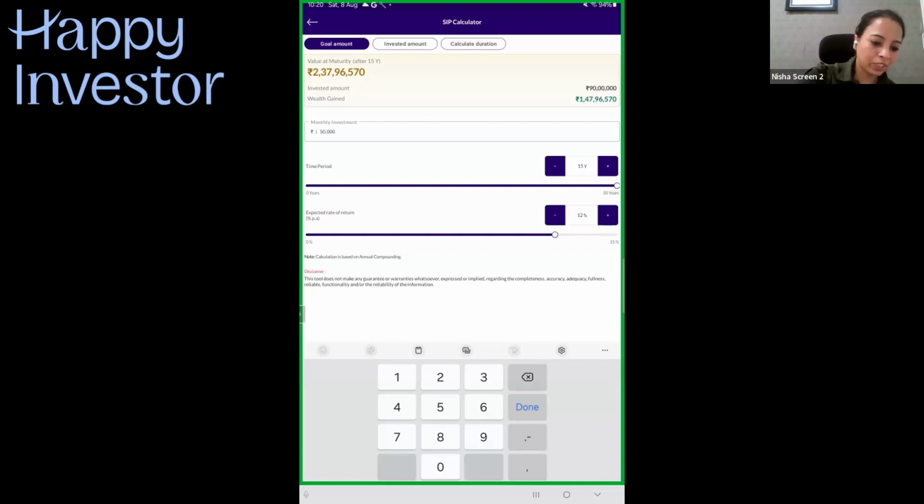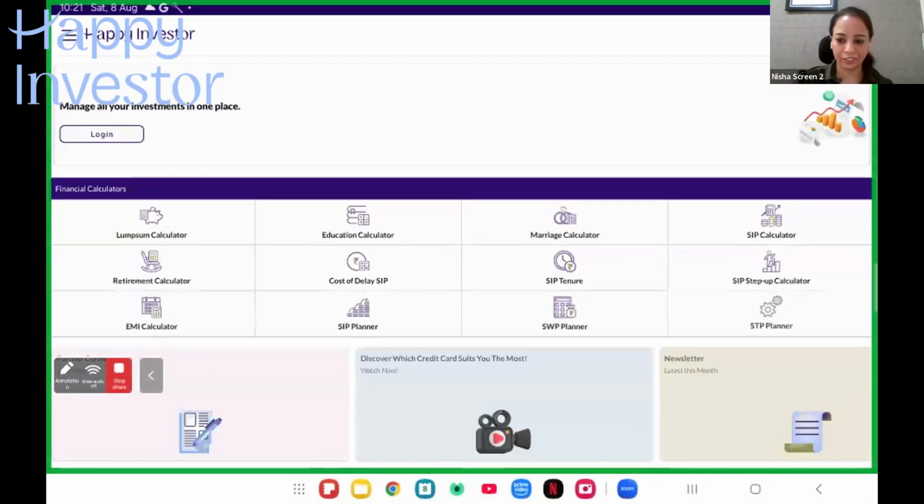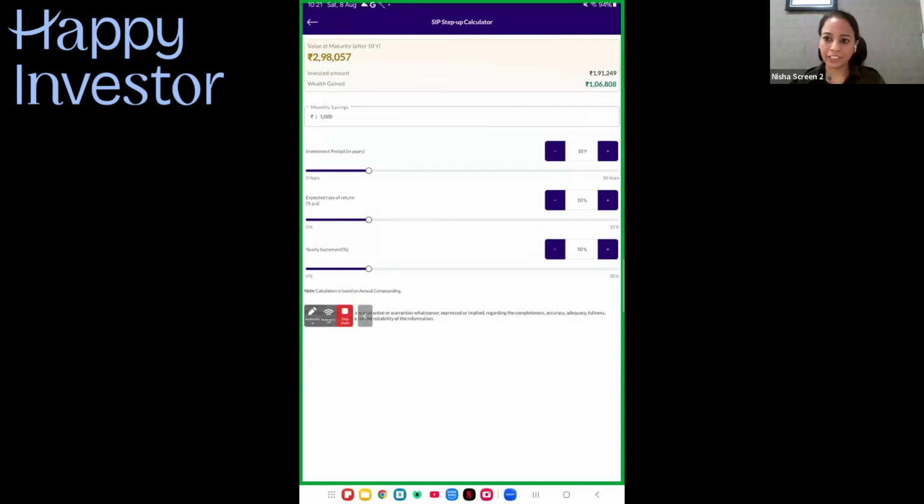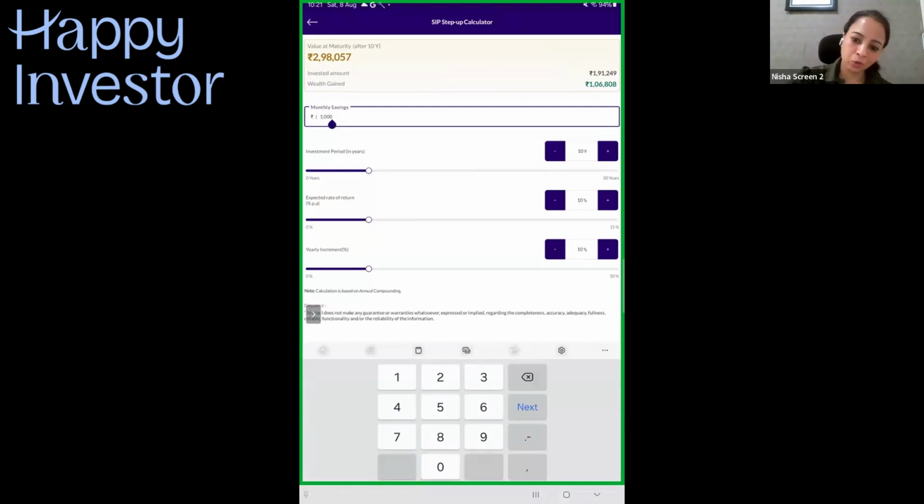Let's go back and look at the SIP step-up calculator. So in the SIP step-up calculator, we are starting with the same investment amount, which is 50,000 for the accumulation that's in years.